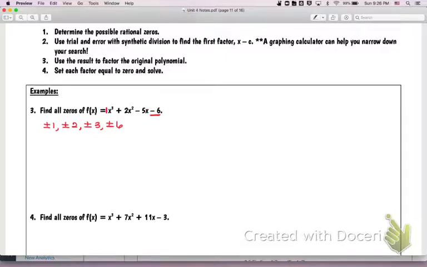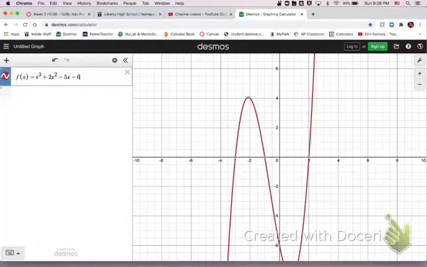Now we can just start guessing. Try dividing out +1, try dividing out -1, try 2, try -2, but that might take a little while. So here's what we can do instead. If we go to Desmos, this is the graph we get when we type this in. Now, you can use your graphing calculator. Obviously, you can't use Desmos on a test. I also can't show you my graphing calculator while I'm recording, unfortunately, so Desmos is what we've got.